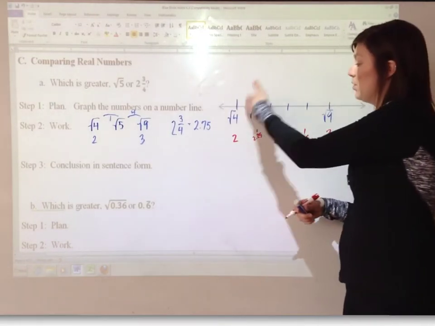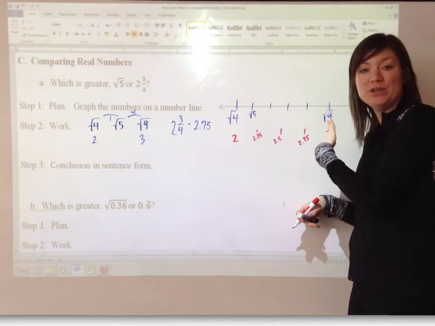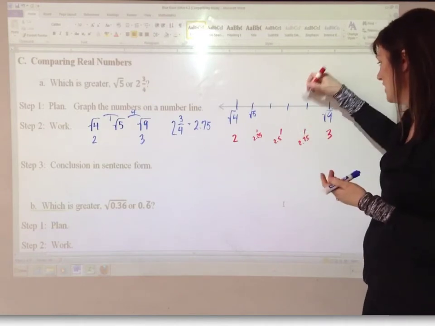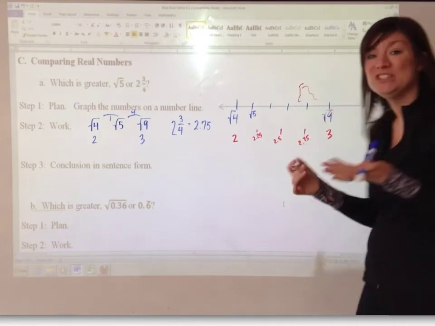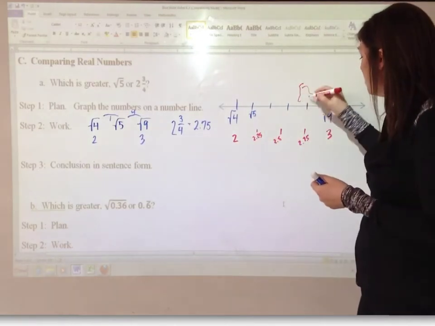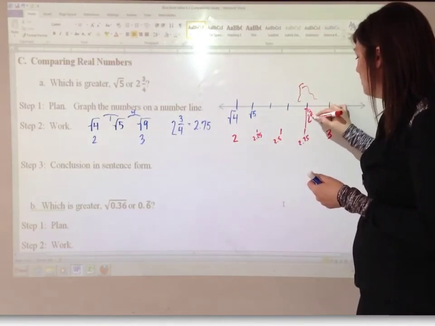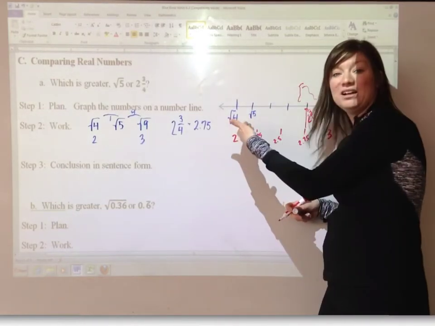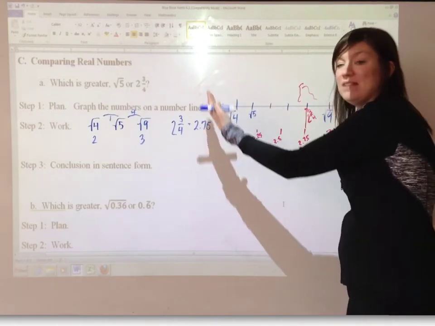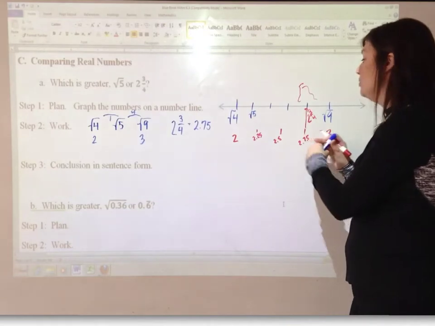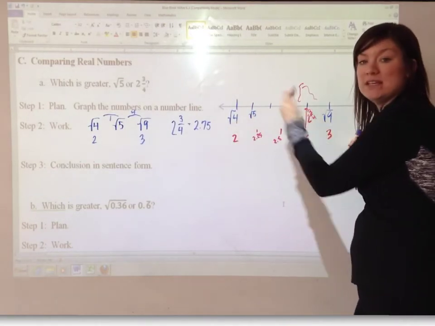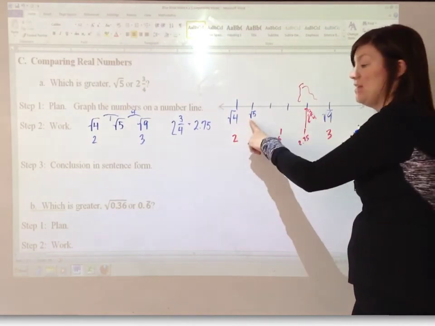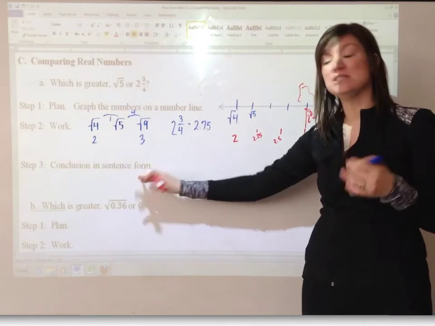So instead of breaking it up according to radicals, I broke it up according to decimals. And now I'm going to say approximately 2.75 is located somewhere in this area. I don't know exactly where because it's just an approximation, but I know it's somewhere over here is 2 3/4. Well, that's actually closer to the radical of 9 than the radical of 5 is. So when you look at this, knowing that as we move right it gets greater on the number line, we can see that since 2 3/4 is to the right of radical 5, 2 3/4 is greater than the radical of 5. And that's what my conclusion in sentence form is going to be.